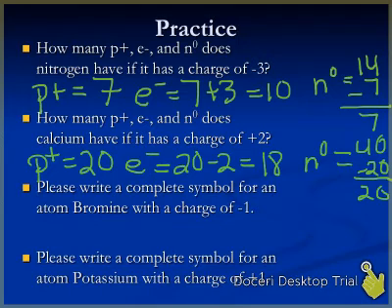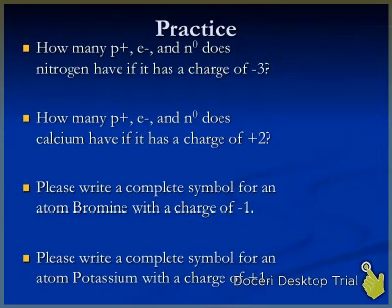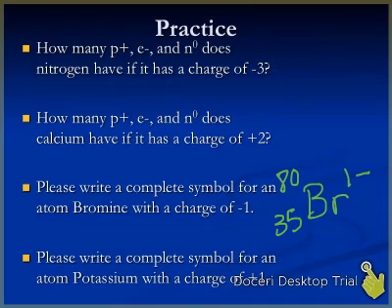All right, so let's practice writing some symbols now. The next one says, please write a complete symbol for an atom of bromine with a charge of -1. First of all, we have to write the symbol, which is Br. It has a charge of -1. Where does the mass number go? The top. What's the mass number of bromine? 79.9, so we round it to 80. What's the atomic number for bromine? 35.